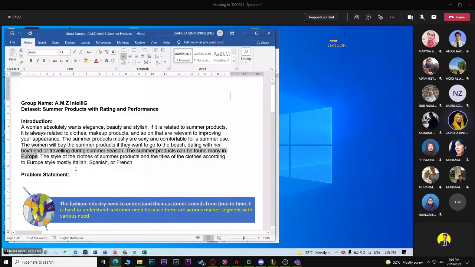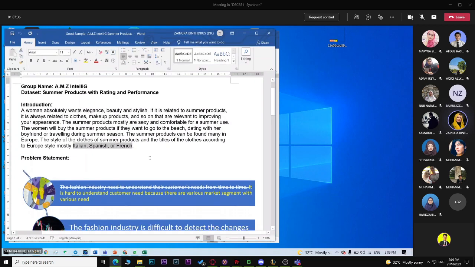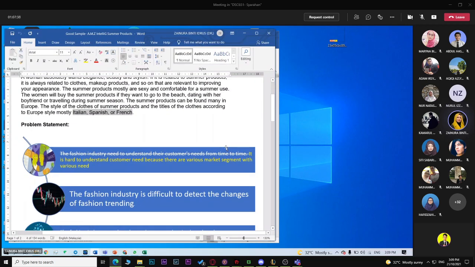According to Europe style, mostly Italian, Spanish, French. So they want to know the style that people like to wear. They want to understand. The reason is, of course, marketing lah. The problem is, it is hard to understand customer need because there are various market segments with various needs. Itu masalah dia. They don't understand. They want to do marketing. It can be marketing. It can also be a factory. They want to produce. Factory tu dia nak produce.